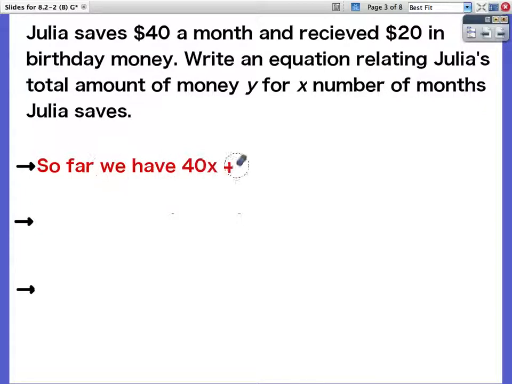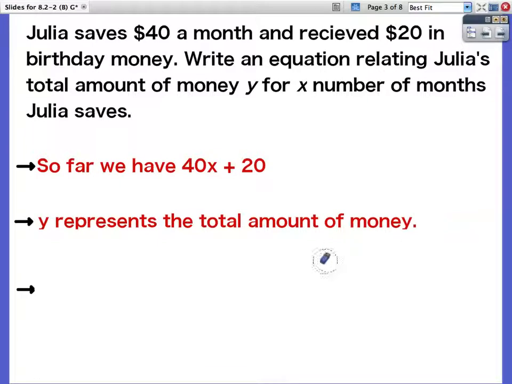So far we have 40x plus 20. 40x represents the amount saved in x number of months, whatever x happens to be, and the plus 20 represents that one-time payment. y represents the total amount of money. And when we put them together, we get the equation y equals 40x plus 20. So we can put in a number for x, representing the number of months Julia saved, and if we did the math, it would tell us y, which would be the total amount of money.